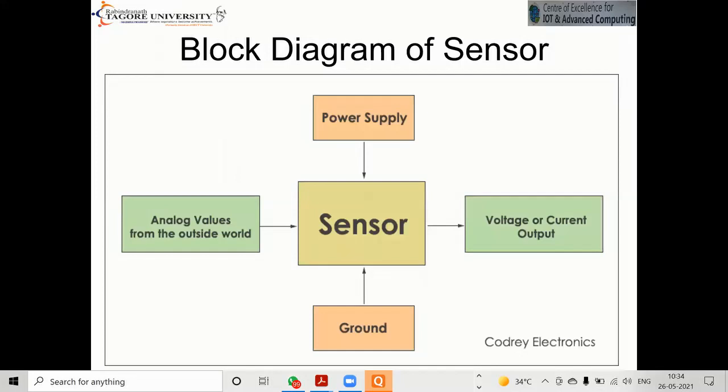So this is the block diagram of the sensor. You see the power supply that goes to the sensor, the ground that goes to the sensor, and it will give the output, the analog values from the outside world. So the sensor has 3 pins: 1 pin for the power supply, 1 pin for the ground, just like a normal power supply, and 1 pin for the output. It automatically senses from the outside world and gives the output.